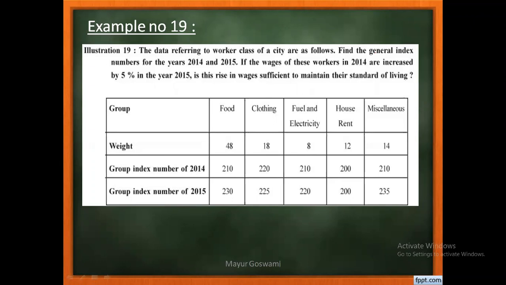Illustration number 19. The data referring to worker class of CT are as follows. Find the general index number for the years 2014 and 2015. So for both 2014 and 2015, you have to calculate the general index number. If the wages of these workers in 2014 are increased by 5% in the year 2015, is this rise in wages sufficient to maintain their standard of living?